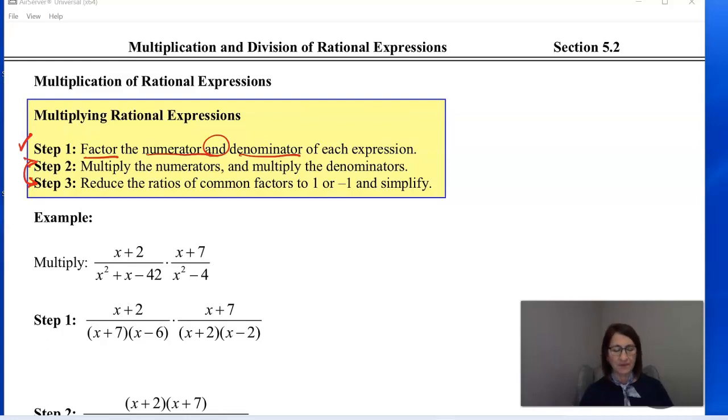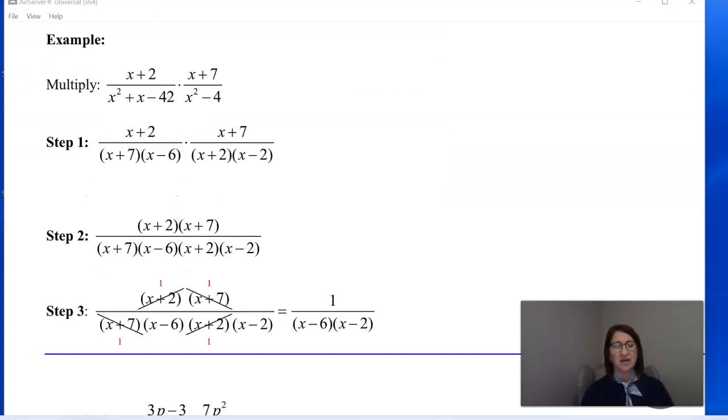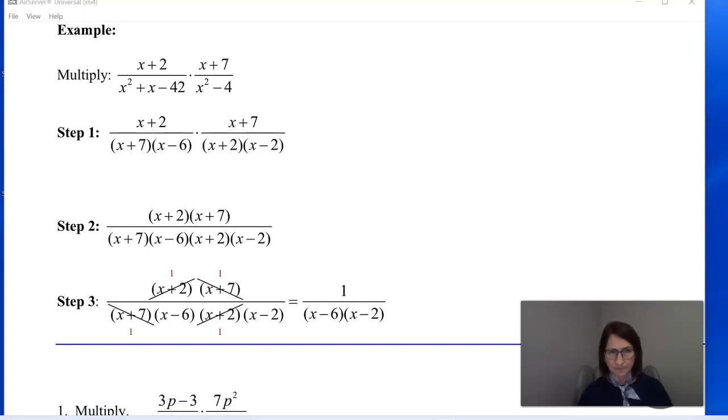So let's look at an example here. The first thing we're going to do is take this denominator and factor it into x plus 7, x minus 6. Then we're going to take that second rational expression and look at the denominator. Oh, that's a difference of 2 squares. We'll factor it. So now you can put everything together, like in step 2, and then we can just go ahead and reduce.